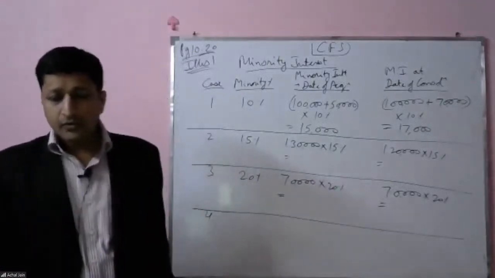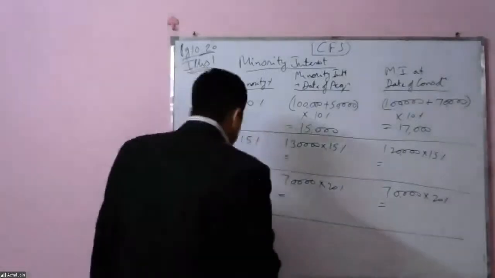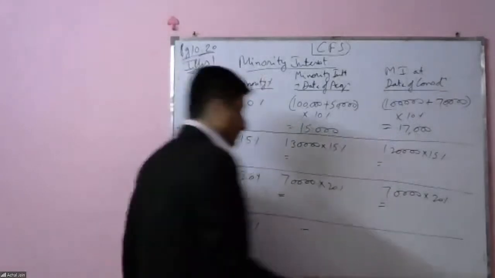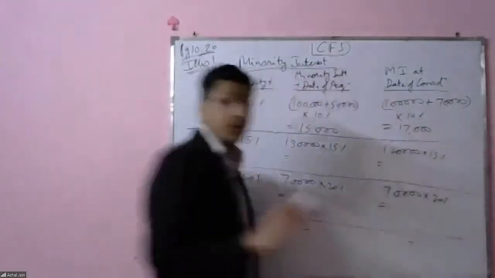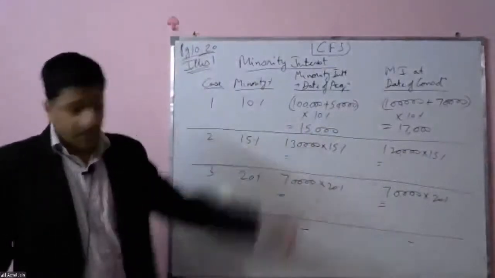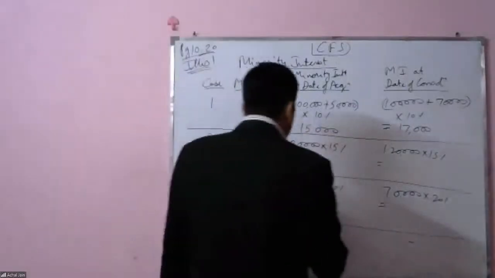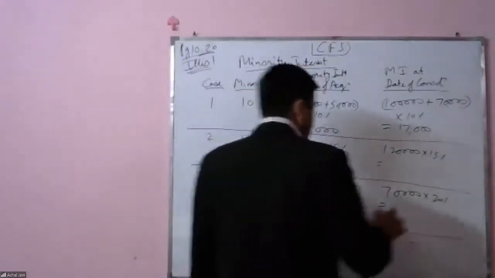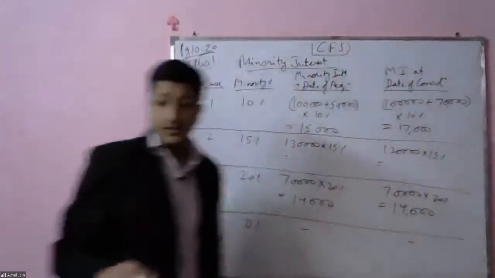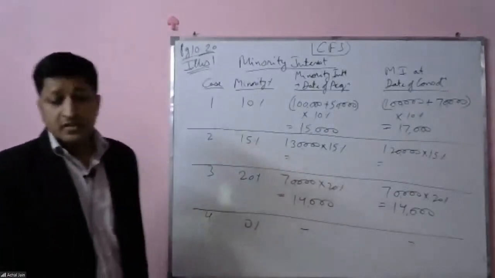Case number 4, we have 100%. So what's the minority percentage? 0%. So will there be any amount to the minority? No. Because it's a wholly owned subsidiary. Now quickly, for these, can you give me the amounts? So this will be 14,000. This will also be 14,000. Correct? I'm just hoping that you are solving this alongside.